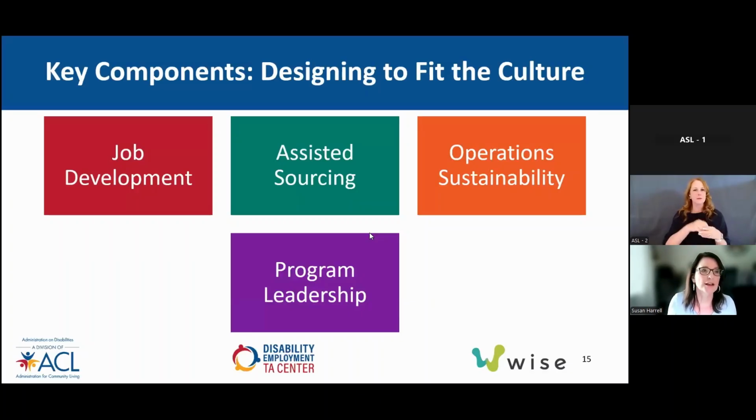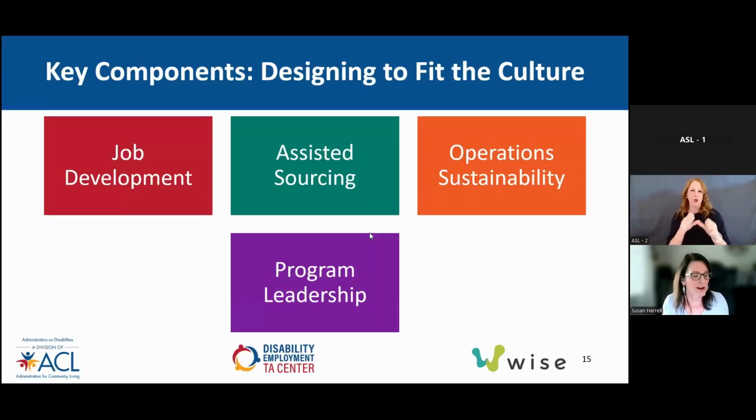We also went into the assisted sourcing, and we went into the operations sustainability, which included the job coaching, training of managers to prep the workplace, to think about the natural supports that might exist, to really consider other needs that might be in play, like long-term funding, making sure that was smooth, making sure that the benefits planning was in play, assuring that there were ways to continue to keep everything going in a smooth, successful, quality manner over the long haul.